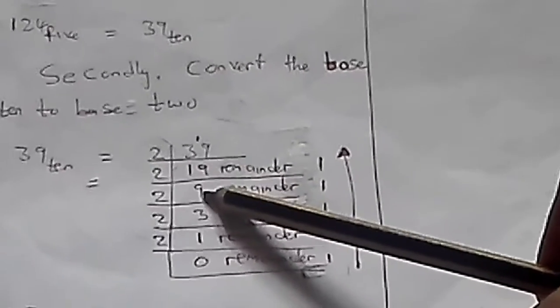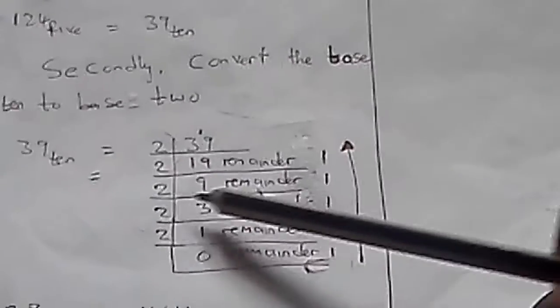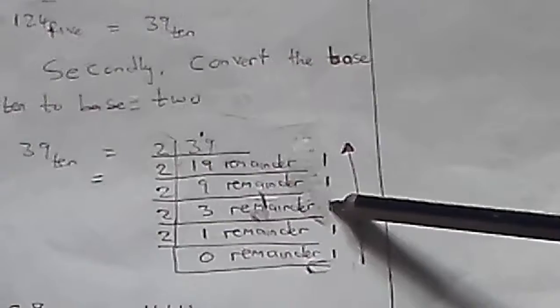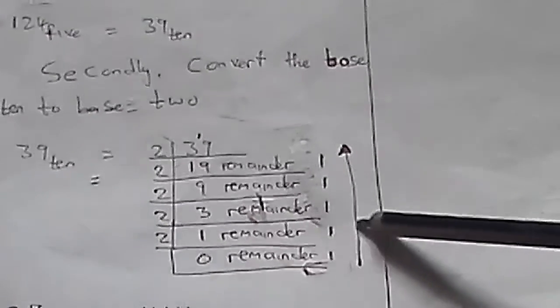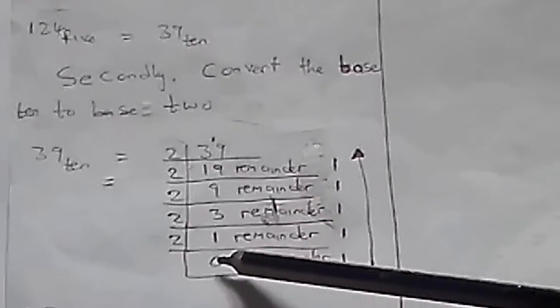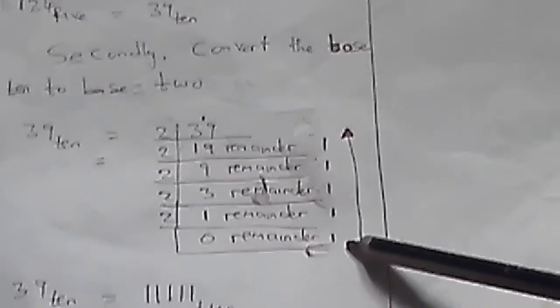2 in 1 is impossible. In 19 gives you 9. The remainder is 1. Put your 2 again. 2 in 9, 4 times. The remainder is 1. Put your 2 again. 2 in 3, 1. The remainder is 1. Put your 2 again. Can our 2 go in 1 now? No. So the method, you put your 0 here. The remainder, you bring this 1 right there and put it here.